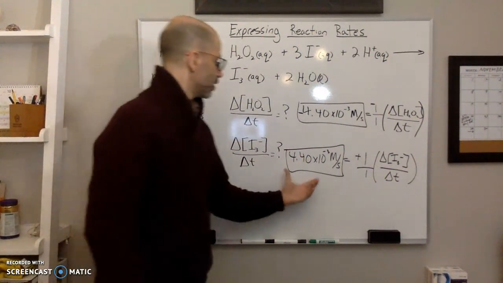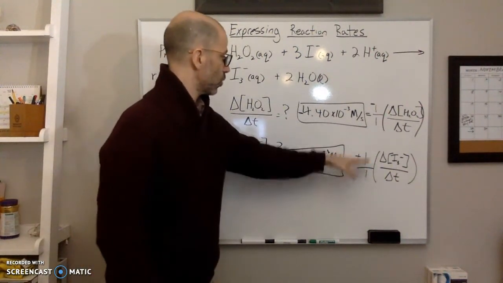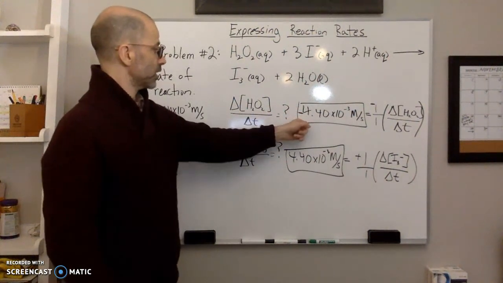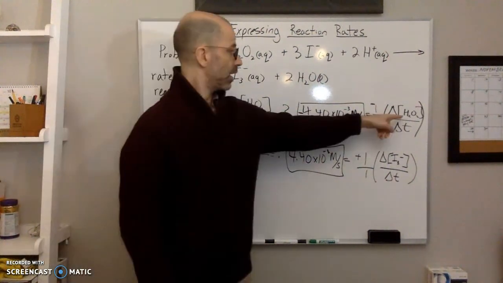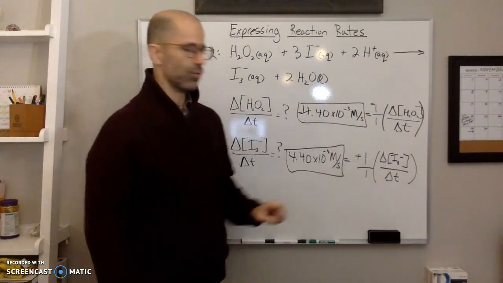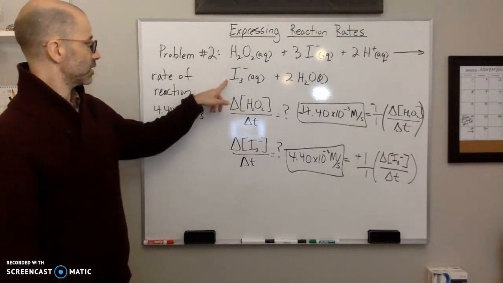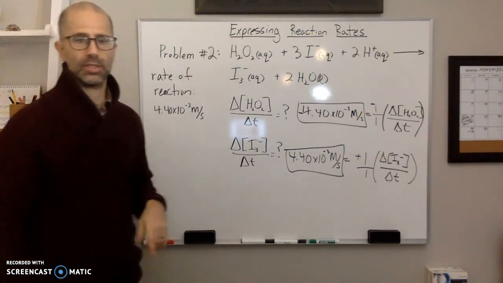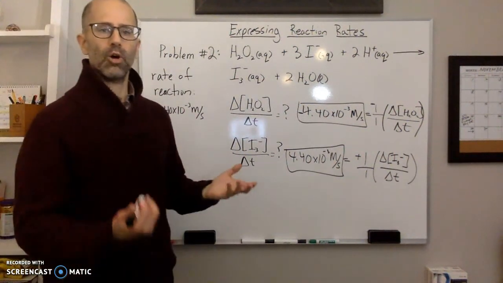Since these are 1 to 1, you're losing hydrogen peroxide at the same rate as you're gaining your I3 minus, and that's because they both have coefficients of 1. I hope this was helpful.